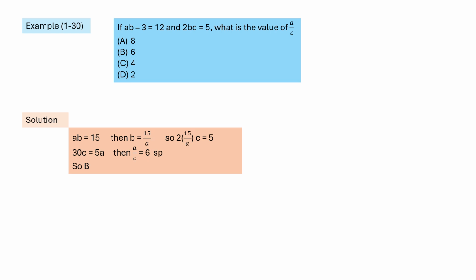So now you get an equation that contains A and C. Simplify: when you do cross multiplication, 30C equals 5A, divided by 5, so A over C equals 6. So the answer will be B.